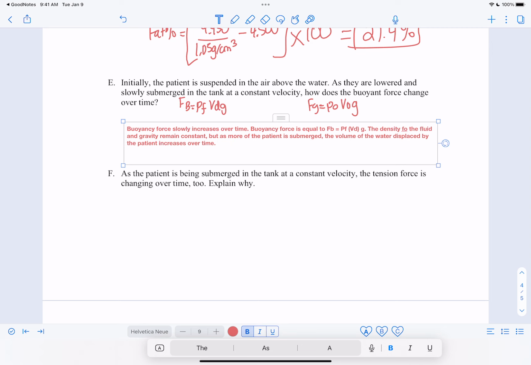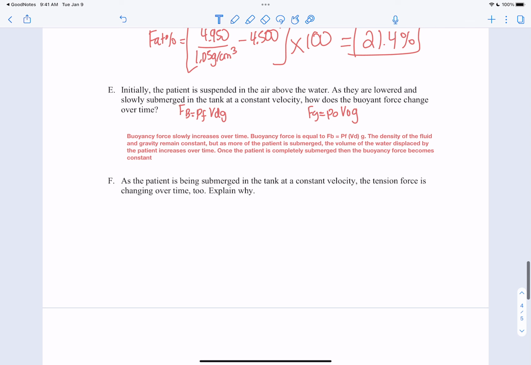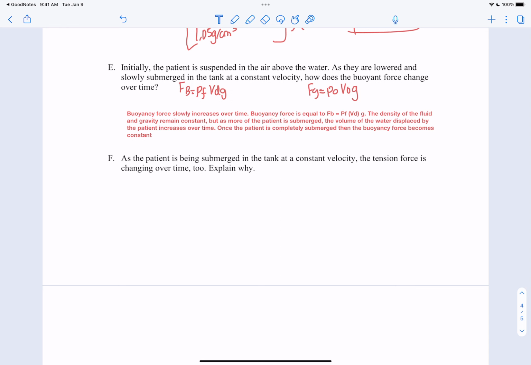Once the patient is completely submerged, the buoyancy force becomes constant. That's kind of a summary of what was said there, especially if you're looking online on YouTube and wondering, okay, why doesn't he have anything written down? That's basically the explanation I said verbally, and then there it is written. So is that cool for part E?